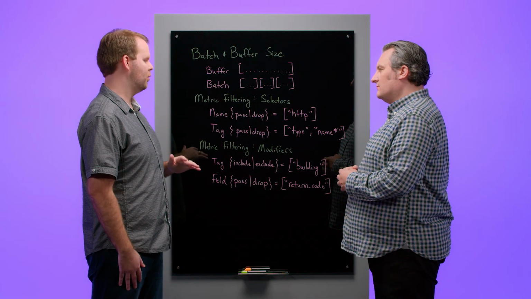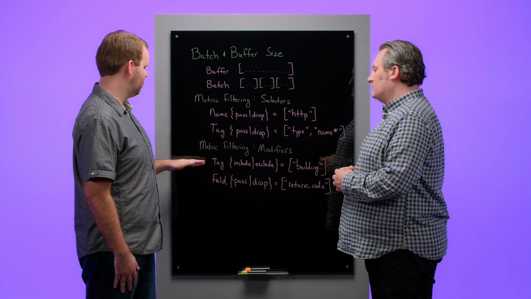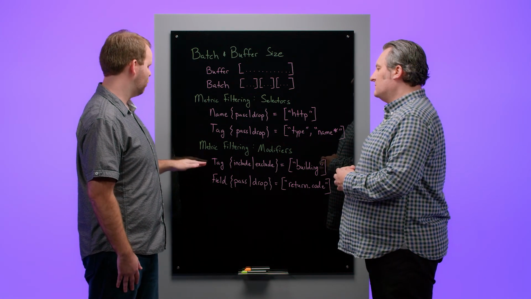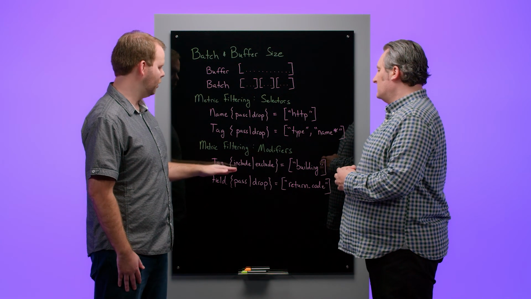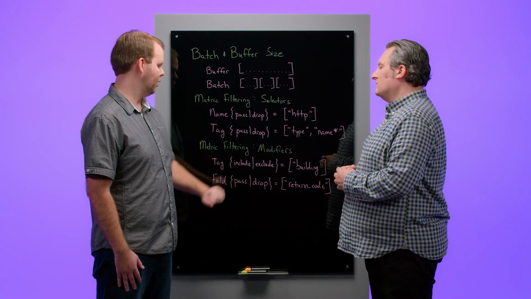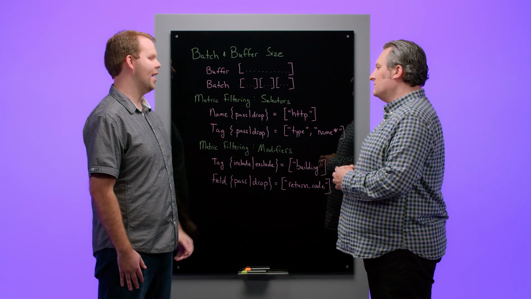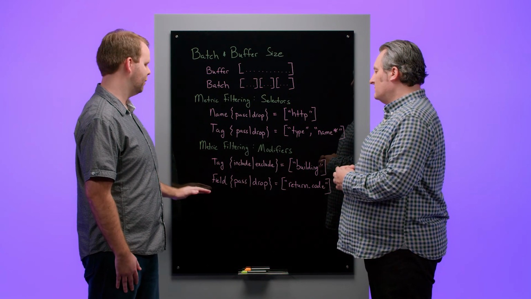Awesome. What about modifiers? So modifiers, instead of selecting metrics, they actually modify the metrics themselves. So in this case, you can choose based off of tags and fields. In this first row, if you say tag include, we're only going to include the tag building. But if we say tag exclude, we're going to include everything except for the tag building. And the same thing for fields.